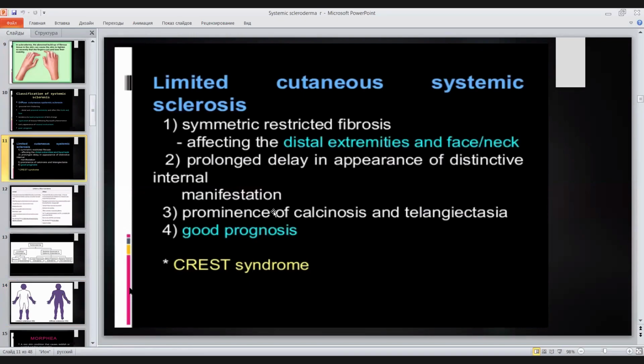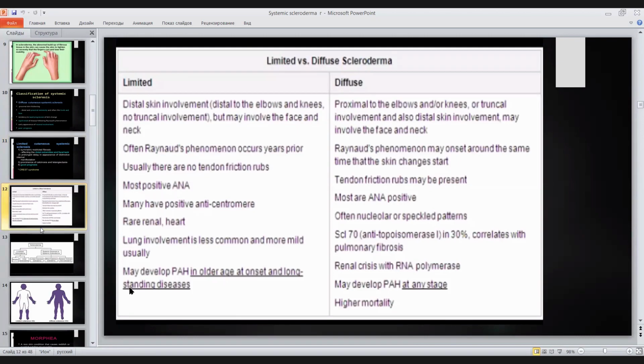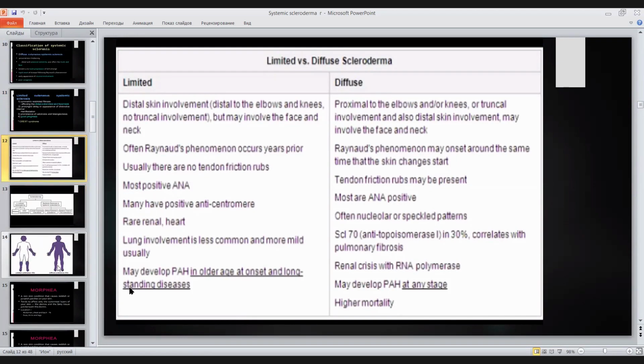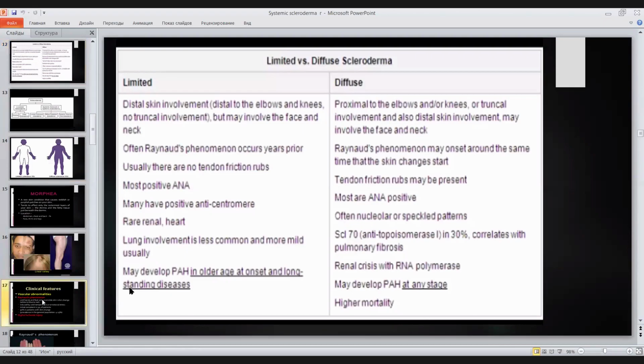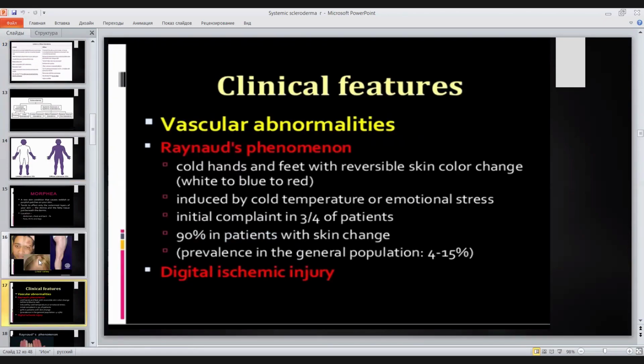About the third form, it's called visceral form. Visceral form is characterized by damage to the internal organs without skin damage. And overlap, you already know, is combined with other diseases, and juvenile is when a child is affected. Now let's start with clinical manifestations.